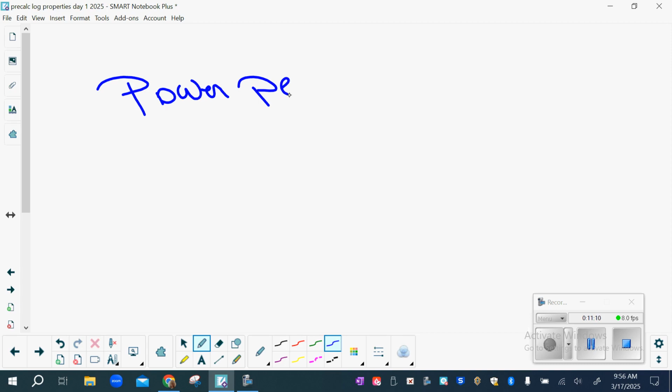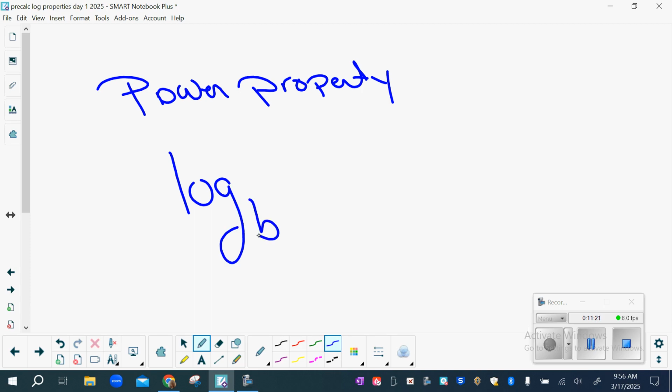So the power property looks like this. Here's what it looks like. Log base b of x to the y. And here's what's important. From here on, whenever you have the word log, you do not want an exponent. And here's what you can do from here on out. Whenever your log has an exponent, you are allowed to take it and drop it into the front.